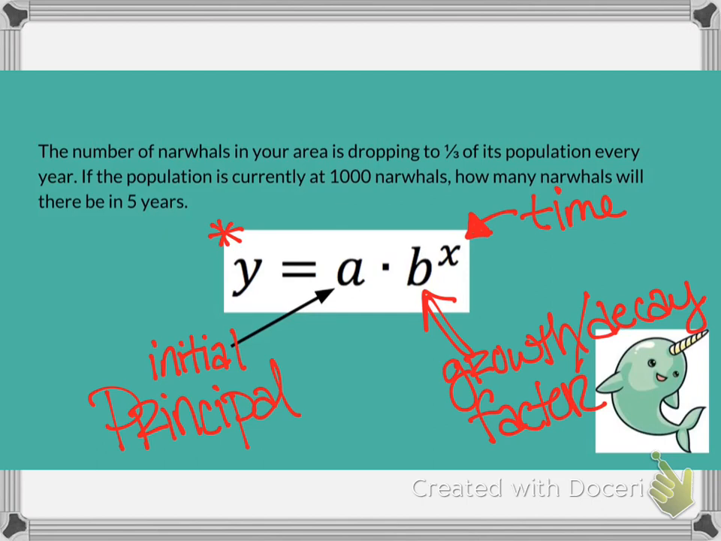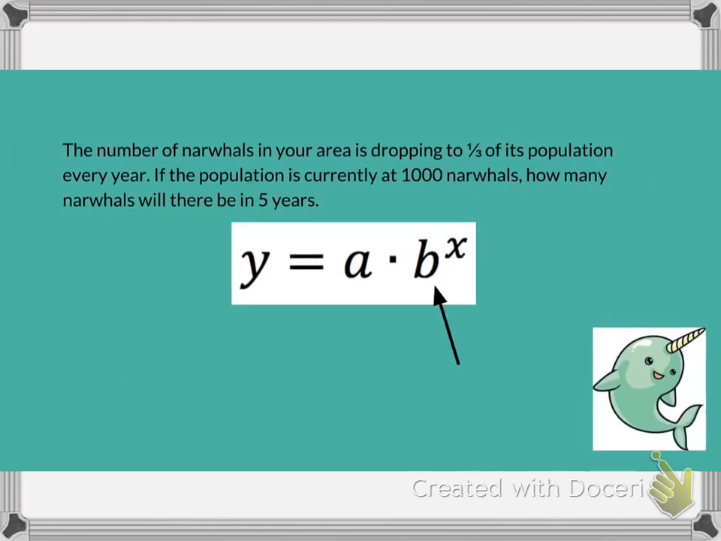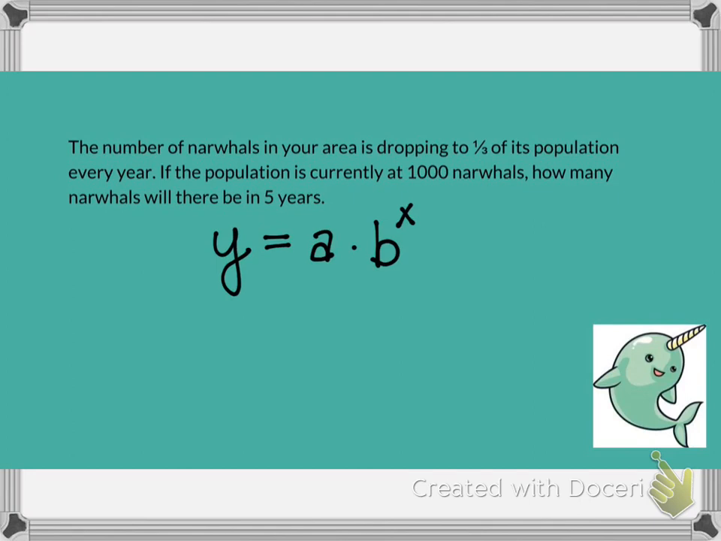So let's go ahead and fill in these spots in my equation with the information from my given situation. So I have y equals a times b to the x. And my a, like I said before, that's my initial amount, my principal amount. The principal amount in this scenario is talking about my number of narwhals. My original number of narwhals is 1,000. So when I'm writing this equation, I'm going to write y equals 1,000.